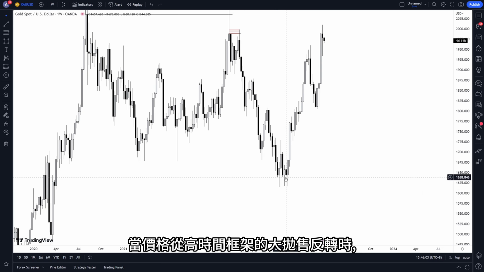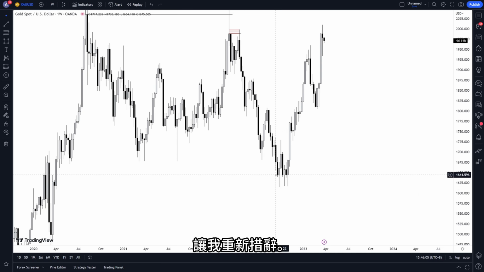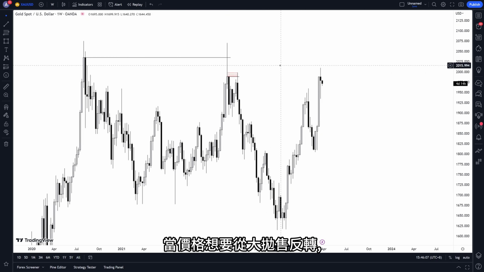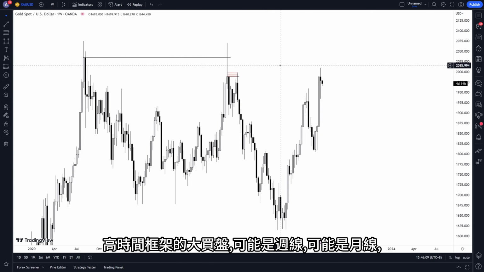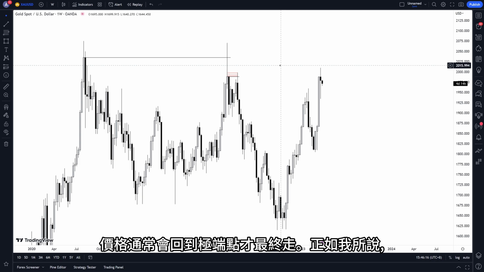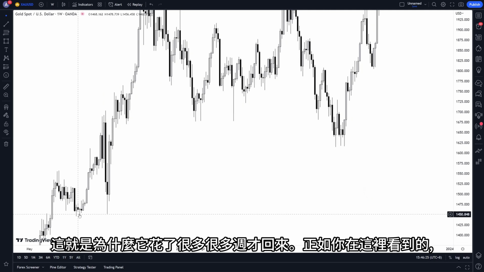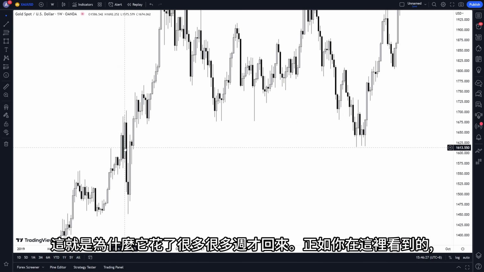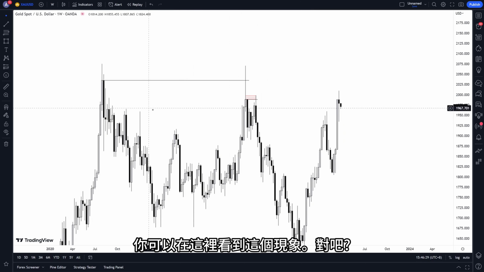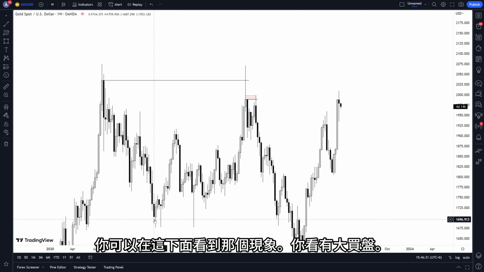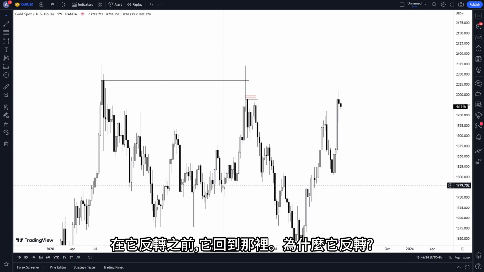When price reverses from large sells, so let me rephrase that. When price wants to reverse from large sells, large buys on the higher time frames, maybe weekly, maybe monthly, price usually will come back to extreme points before finally going. And as I said, there's multiple examples of this here, right? This was a monthly, which is why it took many weeks to come back. As you can see over here, you can see that phenomenon over here, right? You can see that phenomenon down in here.